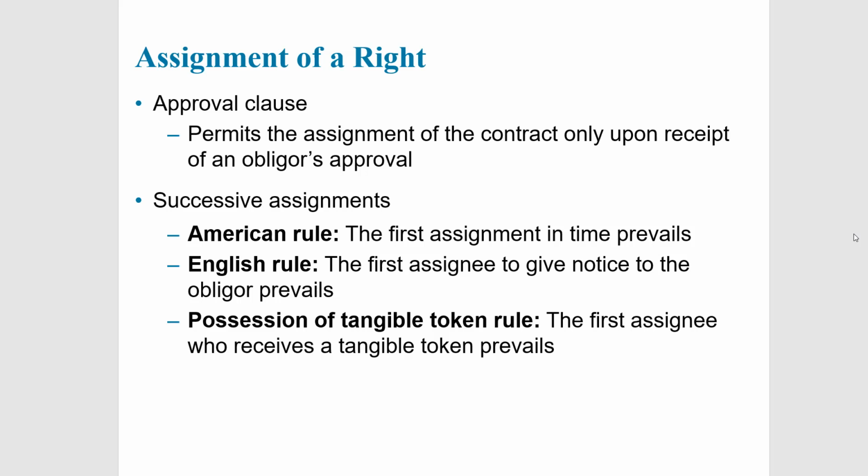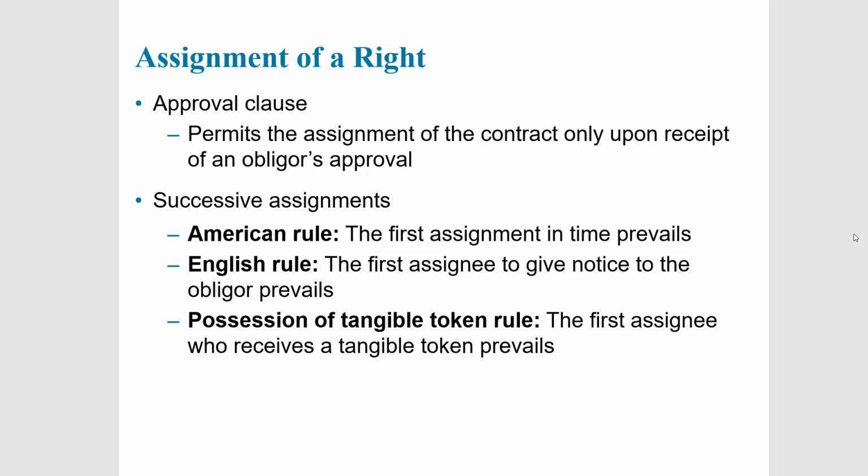An approval clause in a contract permits the assignment of the contract only upon receipt of an obliger's approval. Now, this happens sometimes in lease contracts where it might say in the contract that I can't assign my right, if I'm leasing an apartment, for instance. There might be a provision in there saying that I can't sublease the apartment to somebody else without the approval of the apartment rental company.